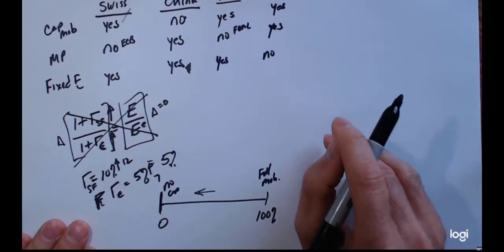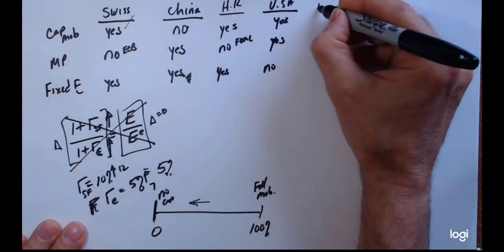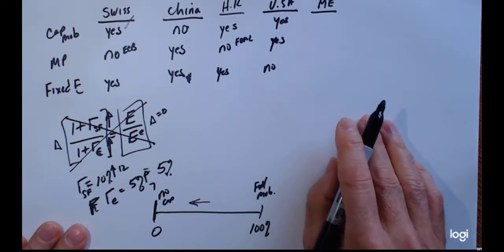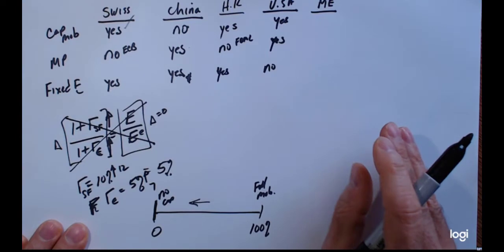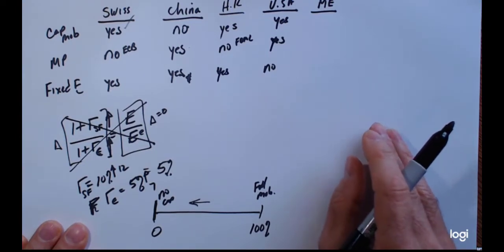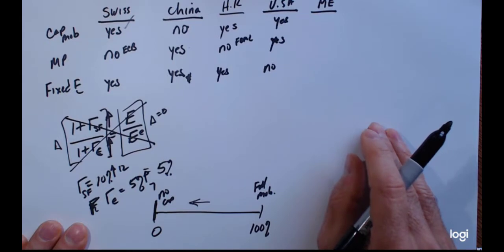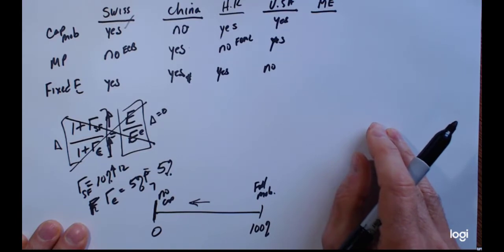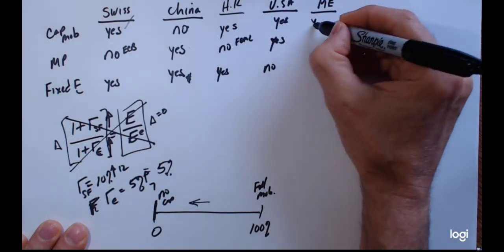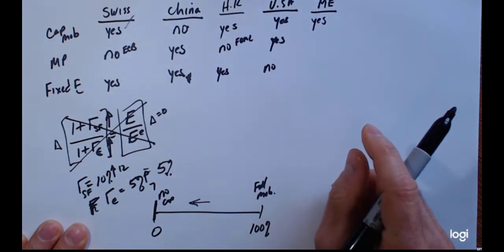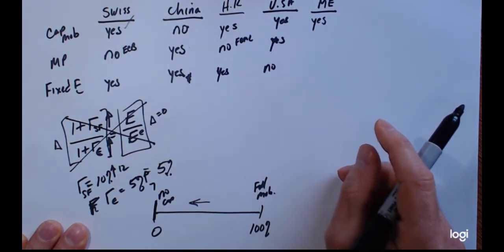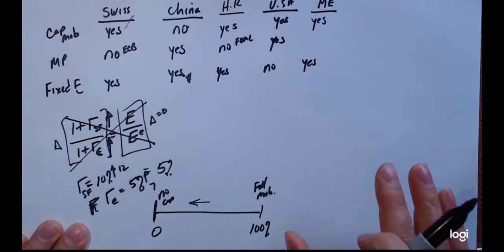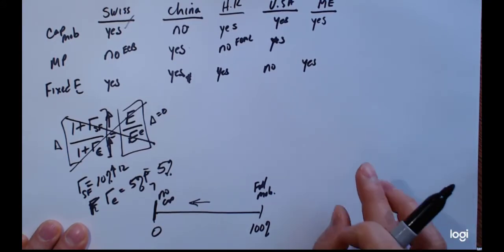Now, let's go one step further. Let's look at the state of Maine for the sake of it. As we'll see a little later on, you can think of Maine as a state, or as a country that has totally dollarized. In other words, it uses 100% dollars in all its transactions. When all the other states around you have dollars, capital flows pretty easily. It has a fixed exchange rate because essentially the dollar is the dollar, so there is no exchange rate risk there.